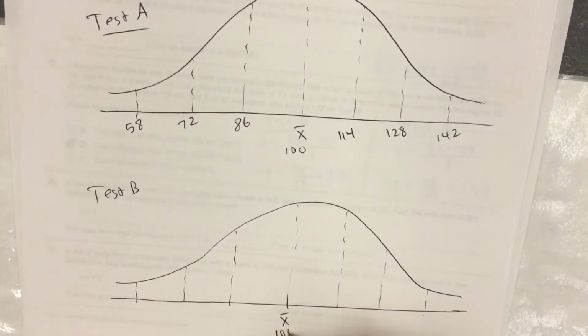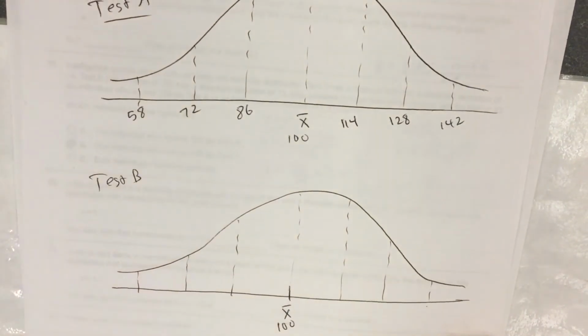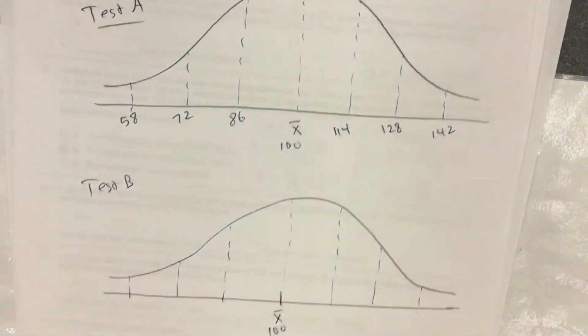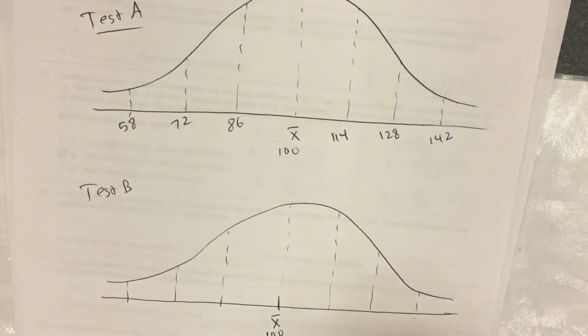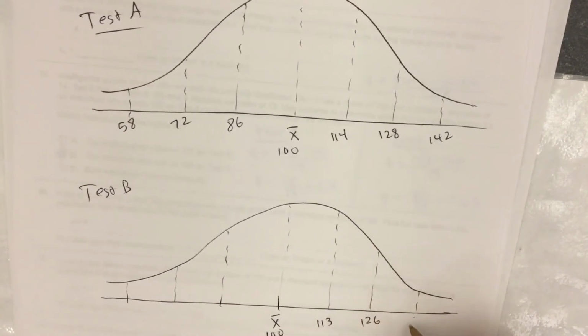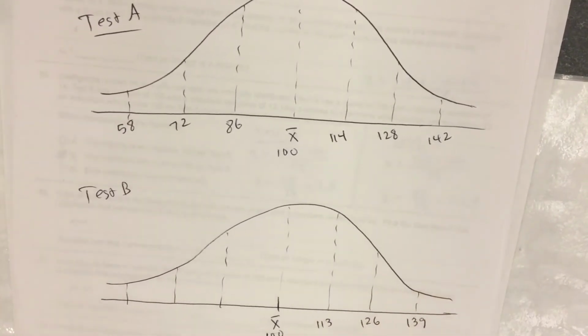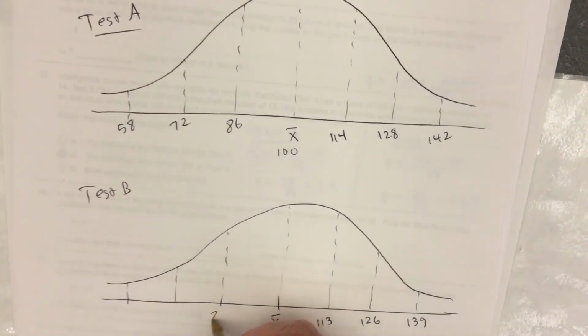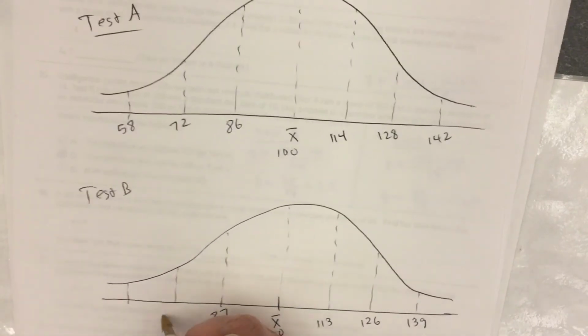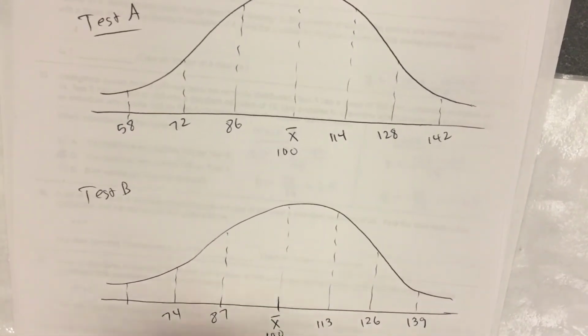On test B, the mean is 100. The standard deviation was 13, so 113, 126, 139. If I subtract 13, 87, 74, 61.